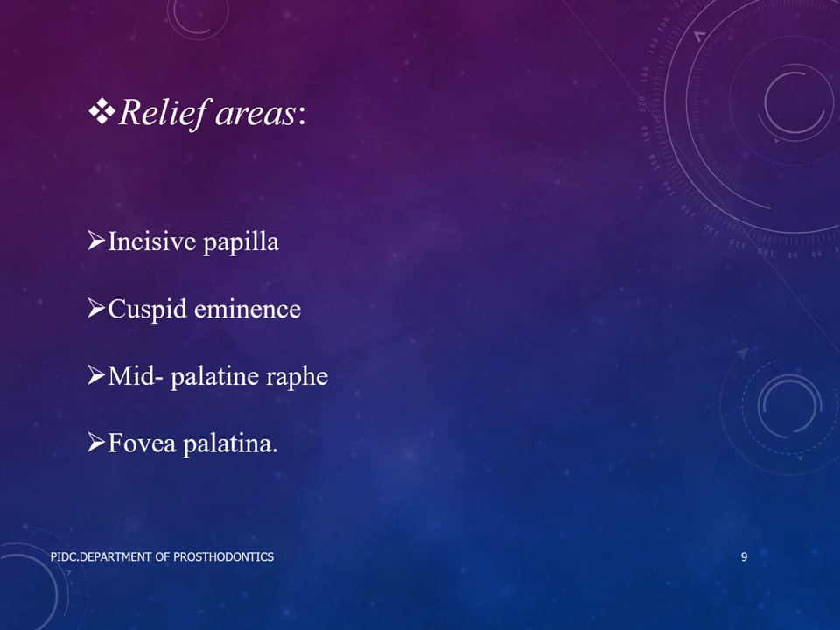Apart from your limiting structures and your supporting structures, there are some areas of the residual ridge that you will have to give a relief. That is where your relief vacs, or the spacer vacs, will be going. That will again be discussed later. So it is your incisive papilla, your cuspid eminence, mid palatine raphe, and fovea palatina.